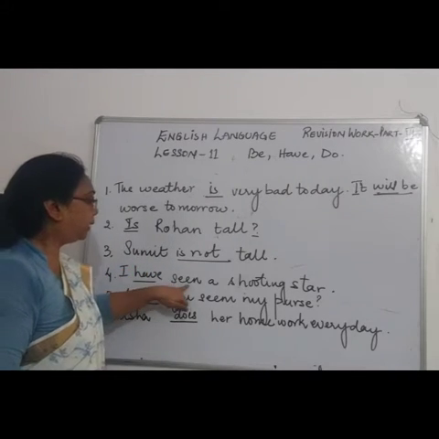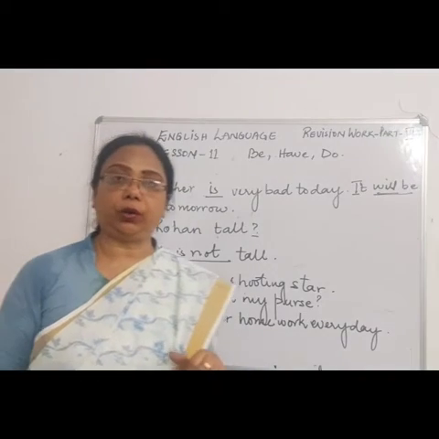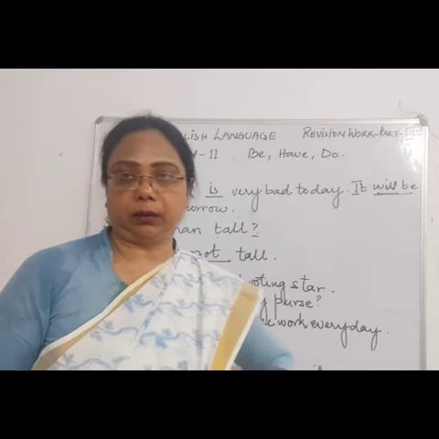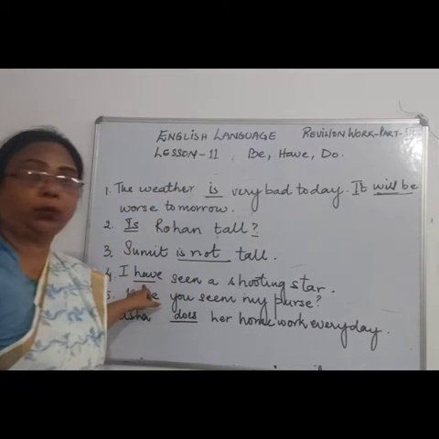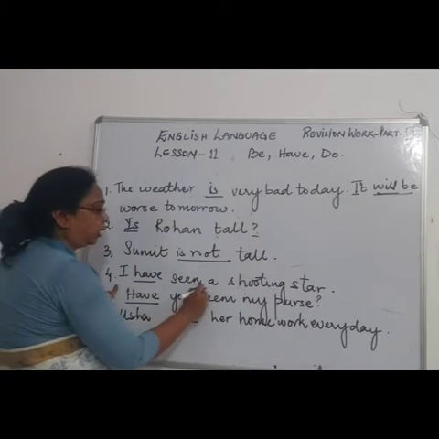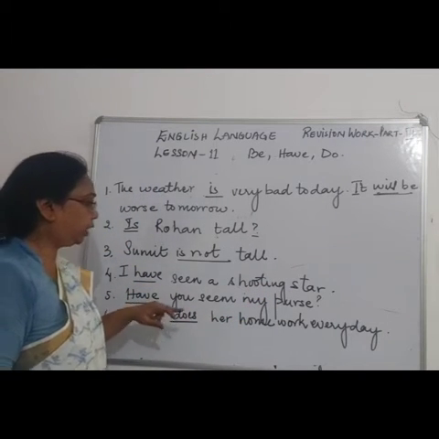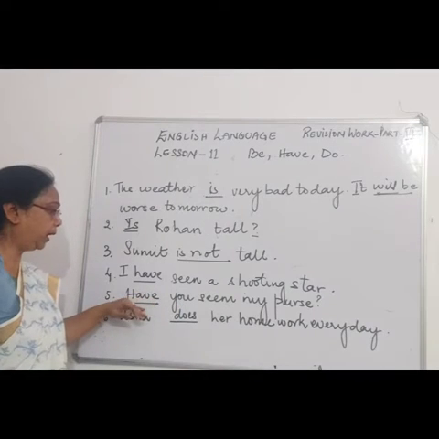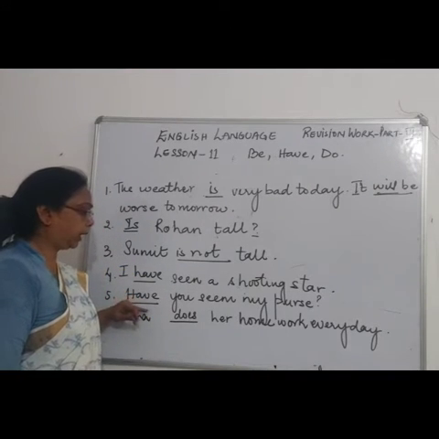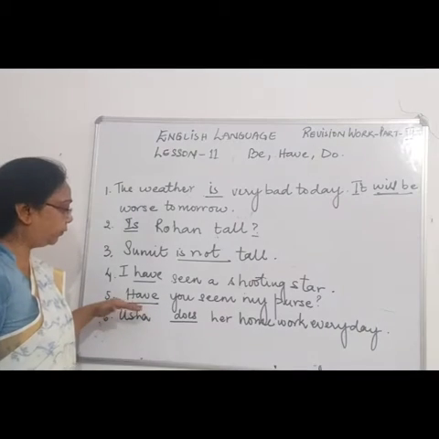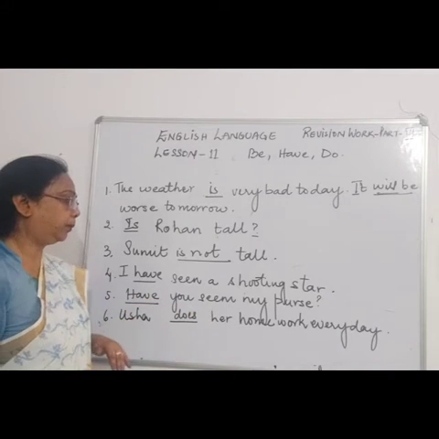I have seen a shooting star. Now "I" is generally singular, but we use verbs like be, have and do in the plural form. So I have seen a shooting star. This is a positive sentence. Now, have you seen my purse? Have you seen my purse? "You" is a plural form. So for the question, generally the verb comes before the subject. Right. So, have you seen my purse? Question mark.